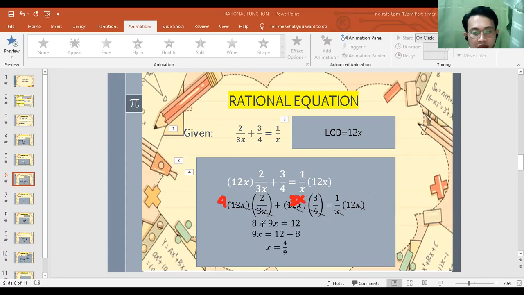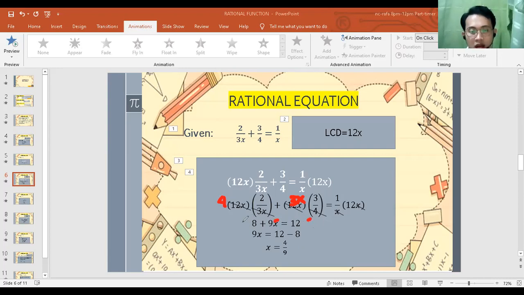4 times 2, you get 8. 3x times 3, we get 9x. And then 1 times 12, we get 12. And the next step is to regroup them. As you can see, the constant should be regrouped to the right side, 12. So by subtraction property of equality, we're going to subtract 8, so it's basically like this. Minus 8 on the left side and minus 8 on the right side.